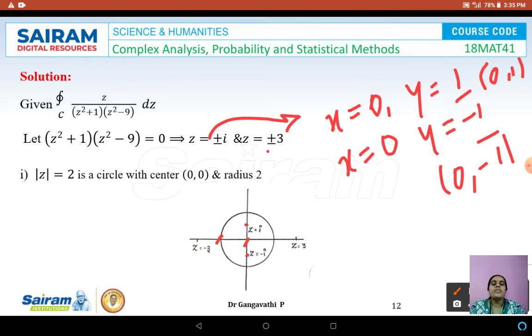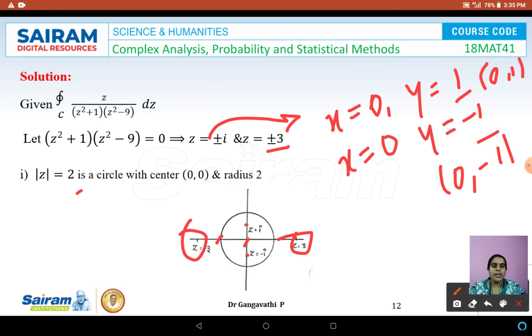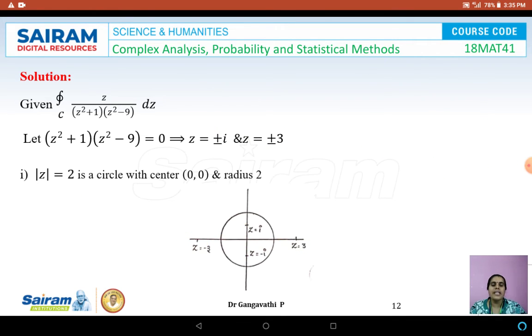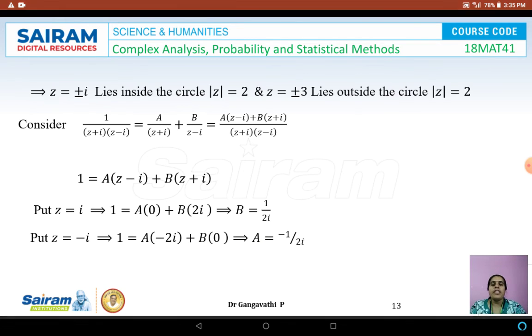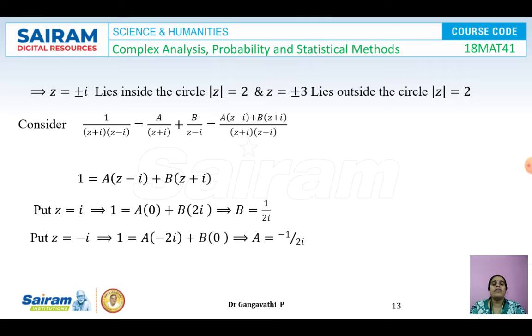Similarly, you can observe plus 3 and minus 3. They are more than the number 2. The radius is only 0 to 2 and the points here are at 3. So both the points lie outside the curve. z is equal to 3 and z is equal to minus 3 lie outside the curve. Therefore, we have to apply Cauchy's integral formula for z is equal to plus or minus i.